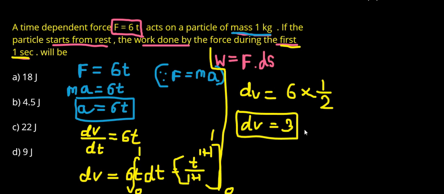So here the twist is the work done. Work done is said to be force into displacement. I'm just showing that on the next page. Work done is equal to force into displacement. Force can be written as mass into acceleration as per Newton's second law. Yes, we know that.